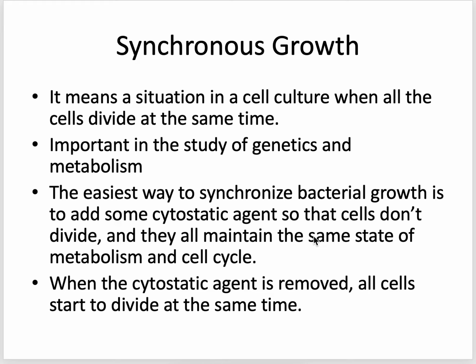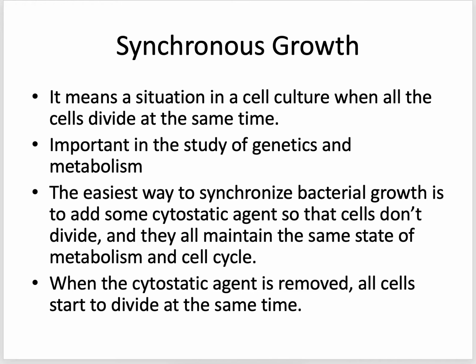That means if you want to study the genetics or metabolism of your target bacteria and you want to use synchronous growth, then what you can do is culture your bacteria in the culture media and then add a cytostatic agent. The growth of all the cells will be stopped, and they will come to the same state. Then remove the cytostatic agent, and all the cells will start multiplying or dividing at the same time. By this approach we can achieve synchronous growth and study metabolism or genetics.